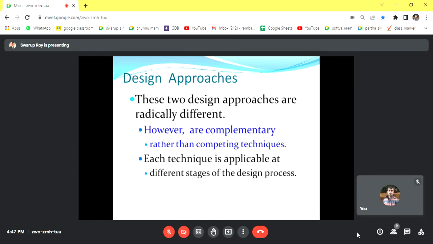They are basically complementary, helping each other. They are not contradicting each other. You might say, okay, function oriented is good, sorry, object oriented is good, so we're not going to use function oriented design. No, it is not something like that. They are basically complementing each other. The goodness of function oriented design is also there in object oriented design. We need it.